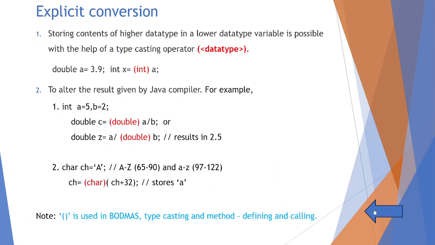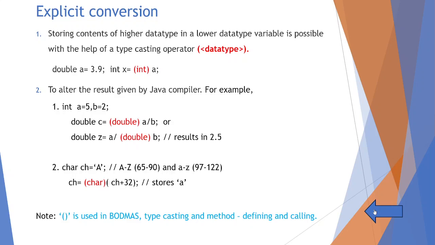In explicit conversion, 2 points we need to know. First one is storing the contents of a higher data type in a lower data type. It is possible with the help of the typecasting operator. Typecasting operator means parentheses. Inside that, we specify the data type we want. For example, double A is equal to 3.9.